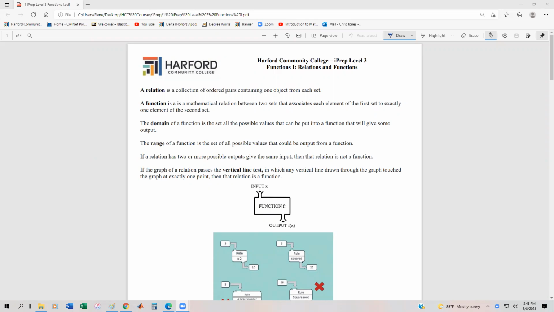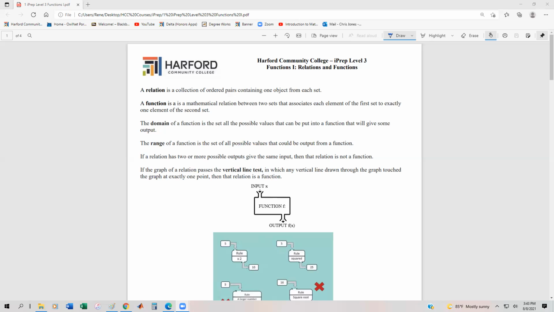A relation is essentially going to be a collection of ordered pairs, and it doesn't necessarily have to have any sort of rules to it. So we could have one specific element in one set connecting to every single element in another set, or associated with that. But a function is a specific type of relation.